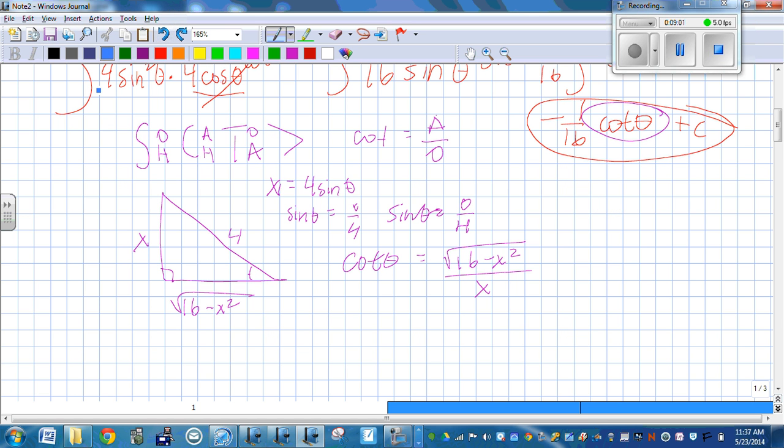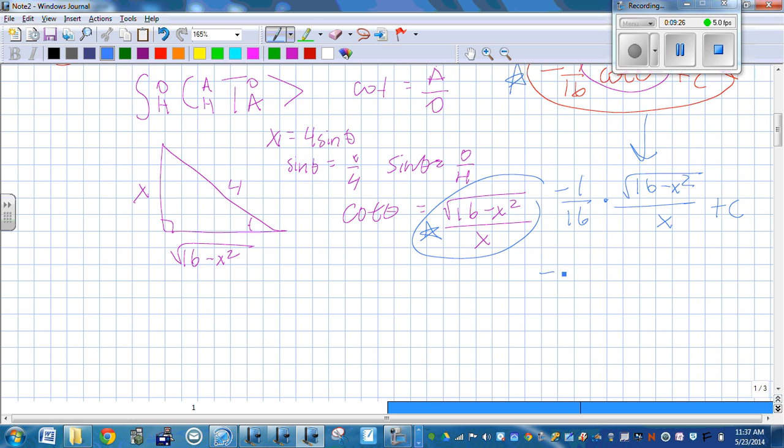Okay. We're just going down from here. We're using this formula and what we found here, so we're plugging this in for cotangent of theta. You got negative 1 over 16 times square root of 16 minus x squared all over x. Can't forget the C. Simplify that, and you've got negative square root of 16 minus x squared all over 16x plus C. Yay!